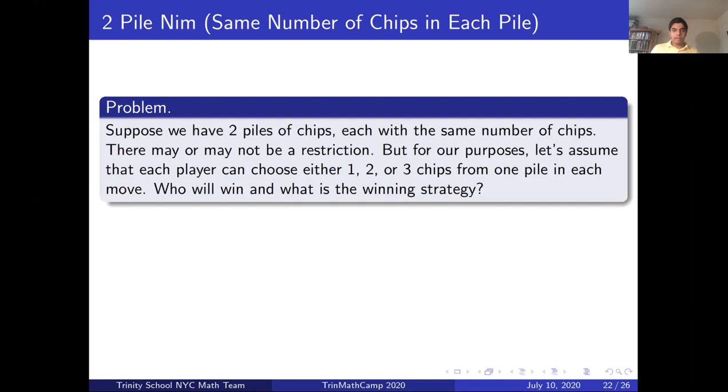Okay, so the hint is think about using a symmetry strategy. Perhaps something like how we used in chomp. I'll give you another minute or so, see what we're getting in the chat and Q&A. Remember in this case that the number of chips in each pile is equal.